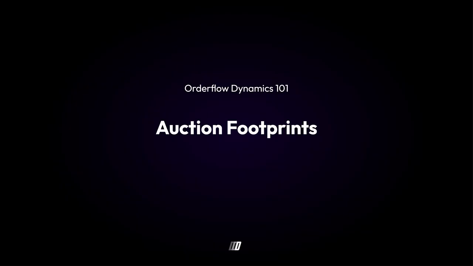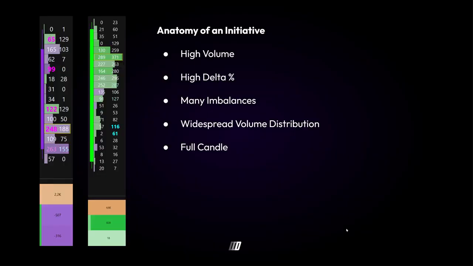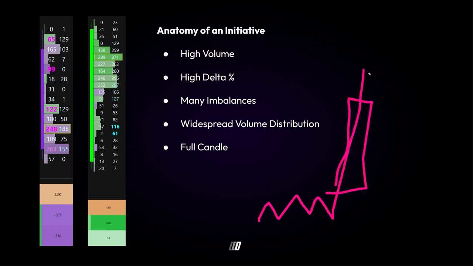Hi, and welcome to Order Flow Dynamics 101. We're going to take a look at how we can identify the auctions fractaling inside of the footprints, so auction footprints. We mainly divide the auctions in the footprint into initiative and responsive. Initiative being the same as a situation of imbalance. Responsive, similarly to what happens in a situation of balance.